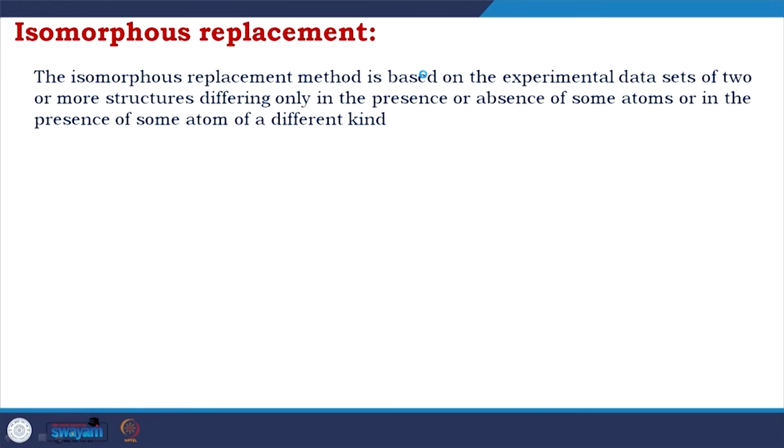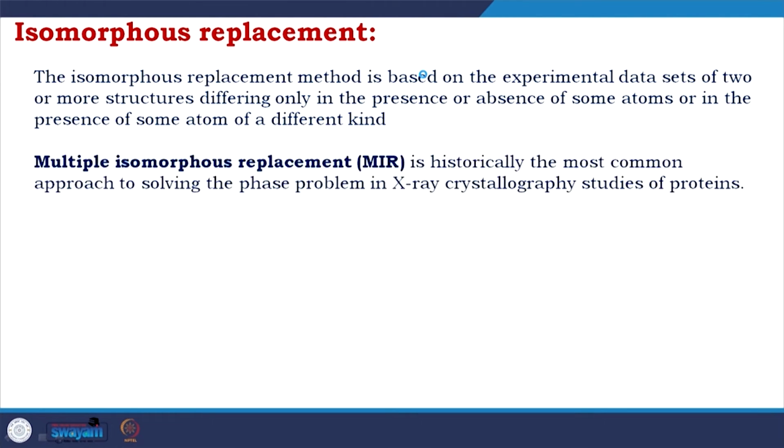What is isomorphous replacement? The isomorphous replacement method is based on the experimental data sets of two or more structures differing only in the presence or absence of some atoms, or in the presence of some atom of a different kind. Multiple isomorphous replacement, or MIR, is historically the most common approach to solving the phase problem in X-ray crystallography studies of protein.